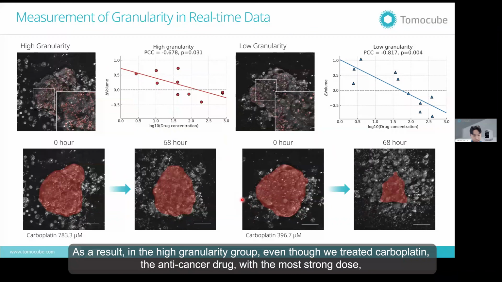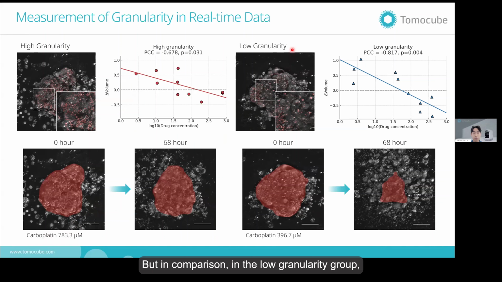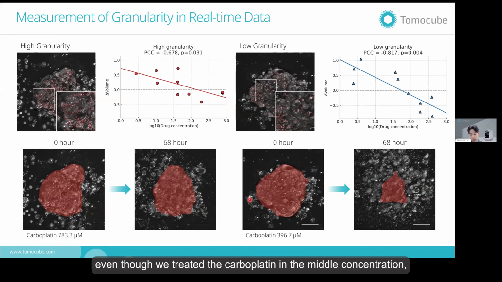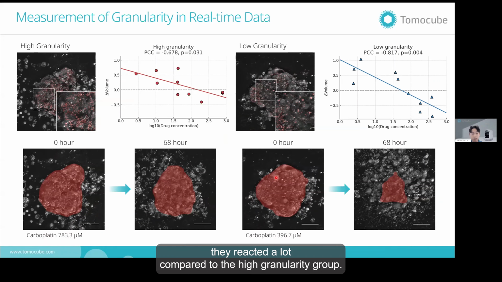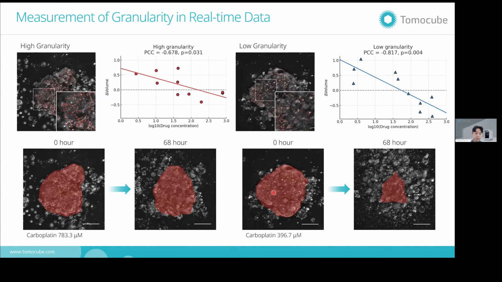As a result, in the high granularity group, even though we treated with carboplatin, the anti-cancer drug, at the strongest dose, the volume did not change between before and after we treated the drug. But in comparison, in the low granularity group, even though we treated with carboplatin at the middle concentration, they reacted a lot compared to the high granularity group. Cells were dying and the volume decreased dramatically.